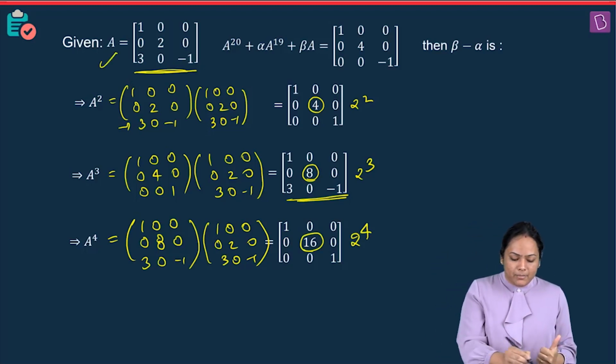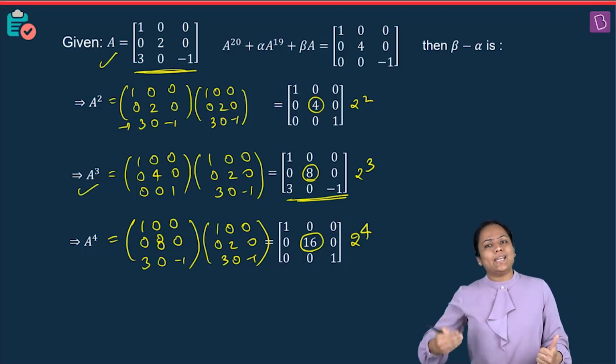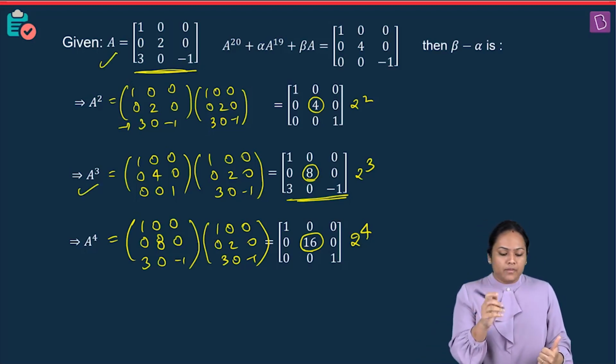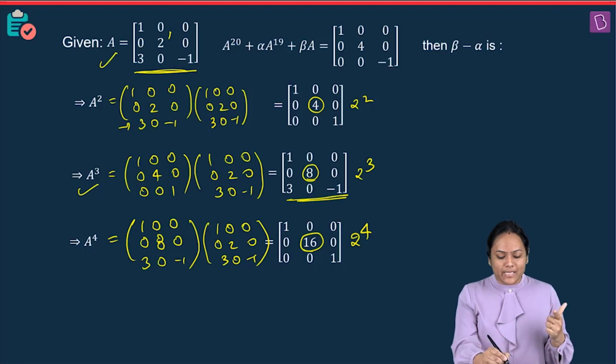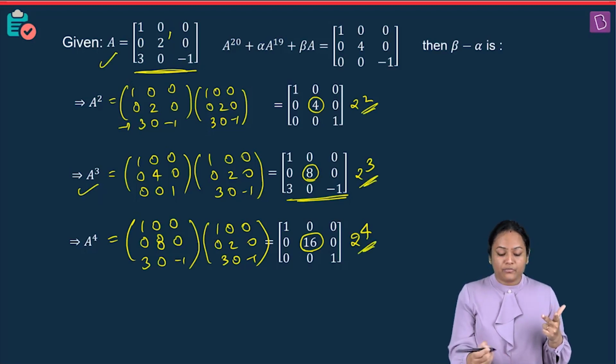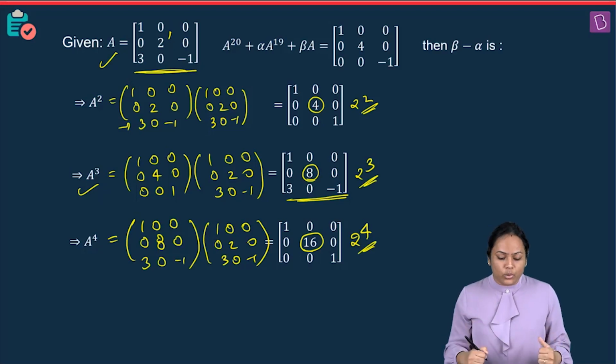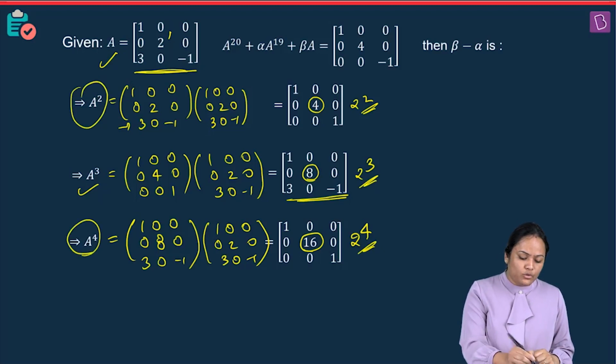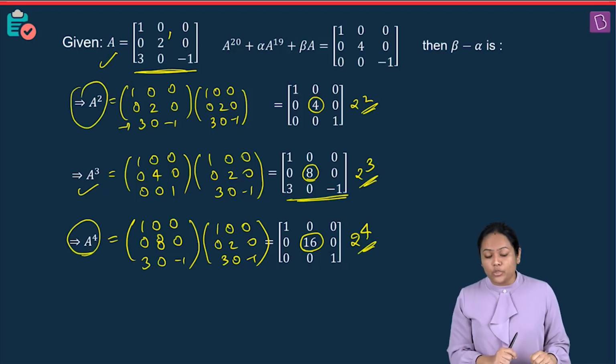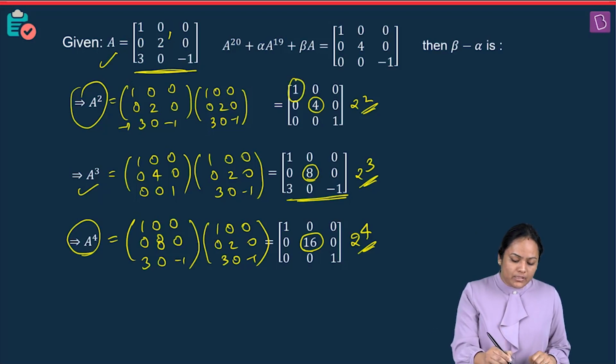My A has the middle term 2 raised to 1. Then in A square it became 2 square. Then in A cube it's 2 raised to 3. In A4 it's 2 raised to 4 and so on. While the even ones, that is A square and A raised to 4, are all diagonal matrices with these elements as 1 in every case.